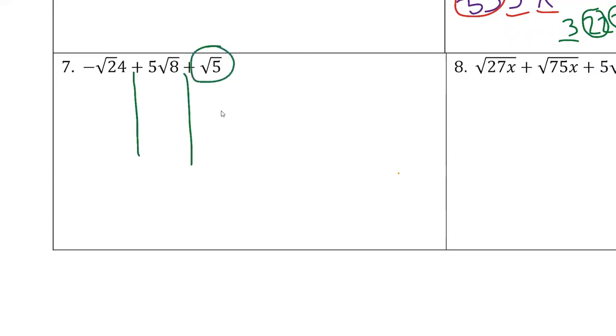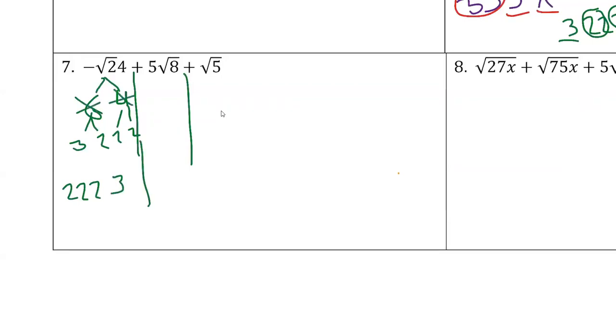This part doesn't break down. So really we only got to break down 24 really quick. So that's 6 and 4, or you could do any combination. But if you look, you have 3 2s and a 3. So you could circle a 2 and just be mindful of this negative 1 that's in front. So when you rewrite this, this would be negative 2 square root of 6, because 2 times 3.